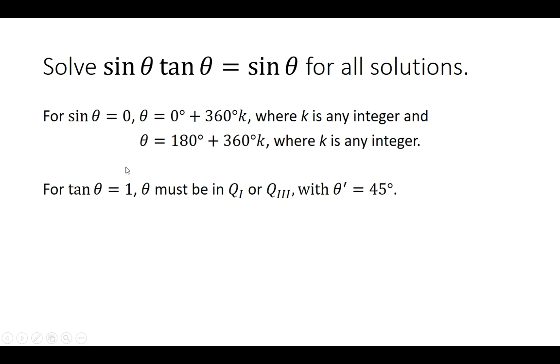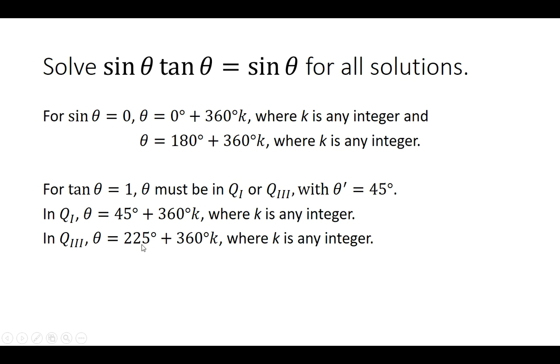Now for tangent theta equals 1, since tangent's positive, that must mean a first quadrant or third quadrant angle, and our reference angle would have to be 45 degrees. In the first quadrant, our solution would just be 45 degrees plus all the angles coterminal to that. In quadrant 3, 45 degrees away from the x-axis would be 225 degrees, and then all of its coterminals.